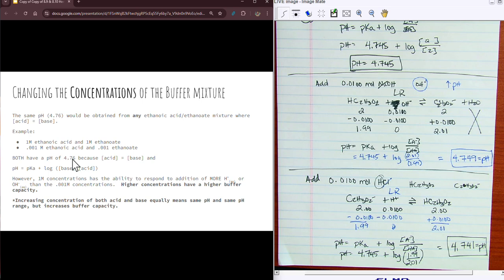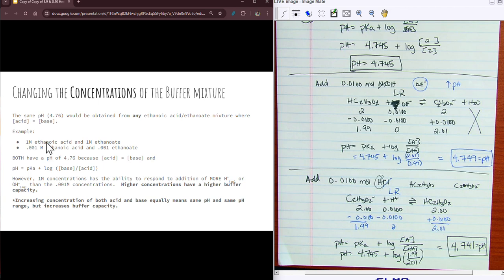But if you do some calculations with these, you'll find that the 1 molar concentration has the ability to respond to the addition of either acids or bases more than the weaker concentration. The weaker concentration doesn't have as many H pluses floating around that will be able to attack the OH minuses that come in. So the higher the concentration of the buffer, the higher the buffering capacity. So it's able to resist change more. So the 1 molar is a stronger buffer.